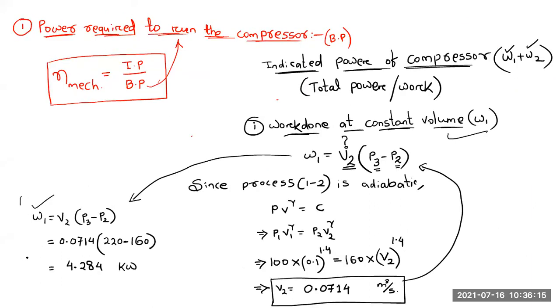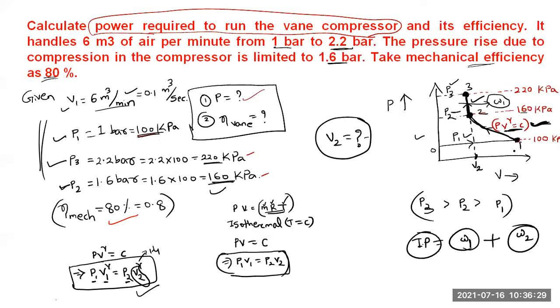W1 value we have calculated is 4.284 kilowatts. This is one type of work done. Now we are going to calculate the second work done. Second work done means from 0.1 to 0.2, whatever the work done we have, that we are going to calculate. The second type of work done is work in the adiabatic or isentropic process.